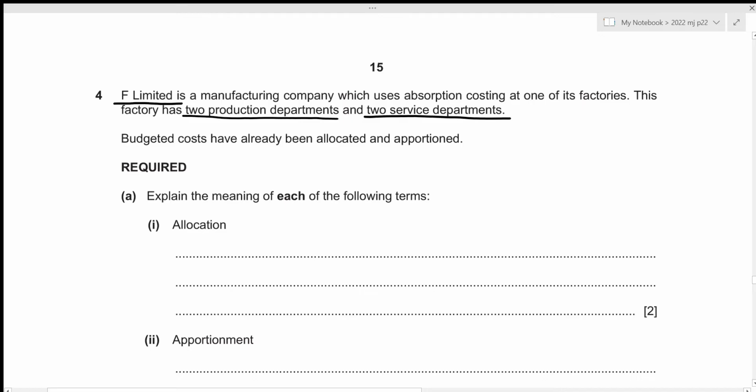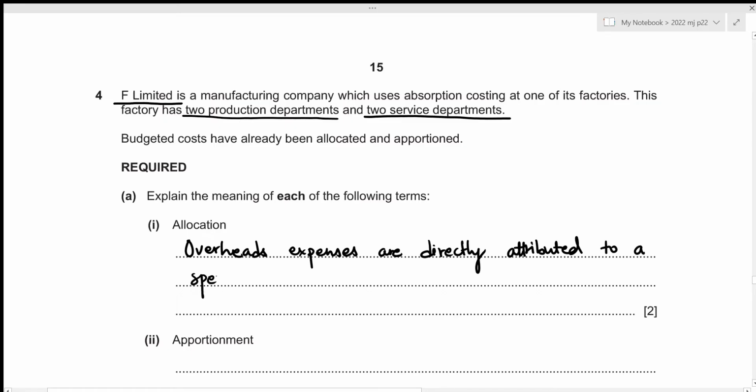Whenever we allocate overheads, those overhead expenses are directly attributed to a specific cost center, meaning that those expenses are directly related to that particular cost center. Let's write it down. Overheads expenses are directly attributed to a specific cost center.